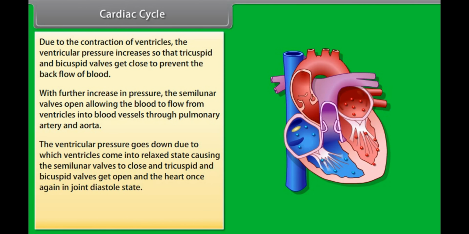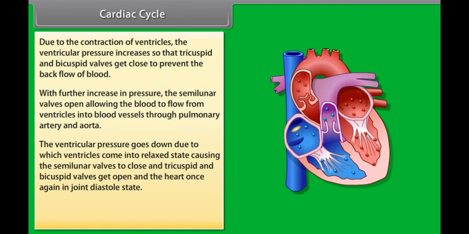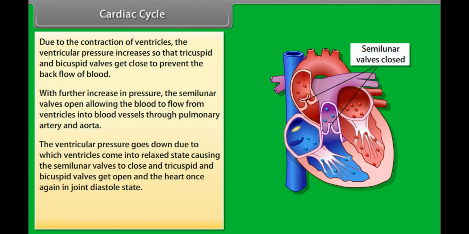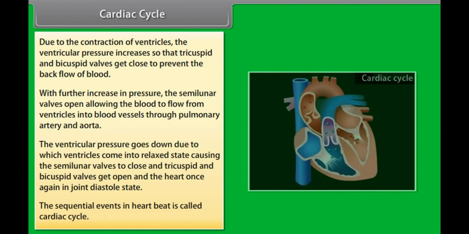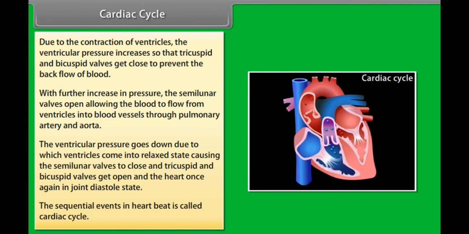The ventricular pressure goes down, due to which the ventricles come into a relaxed state, causing the semilunar valves to close and the tricuspid and bicuspid valves to open, and the heart once again is in joint diastole state. The sequential events in a heartbeat are called the cardiac cycle. Cardiac output.